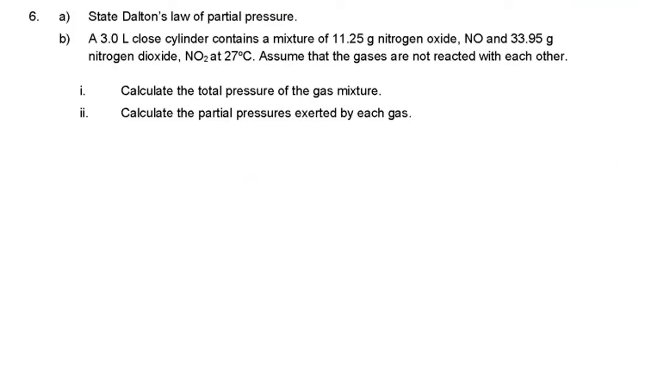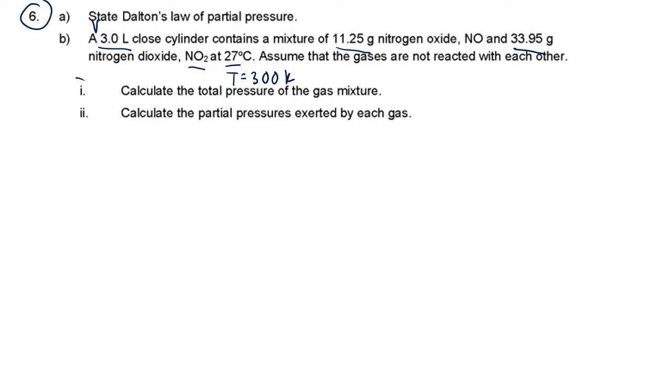Okay, so we move to question number 6, Dalton's law of partial pressure. This is the calculation. A 3 liter closed cylinder contains a mixture of 11.25 gram of nitrogen oxide and also 33.95 grams of nitrogen dioxide at temperature 27 degrees Celsius. So this one is 300 Kelvin, and V is 3 liter. Assume that the gases do not react with each other.